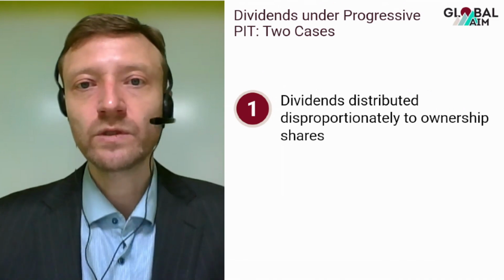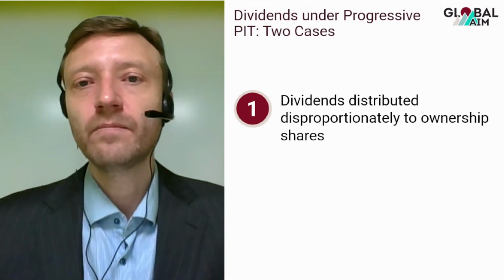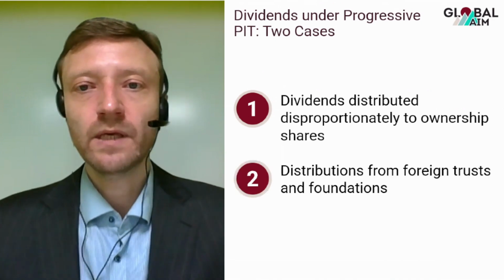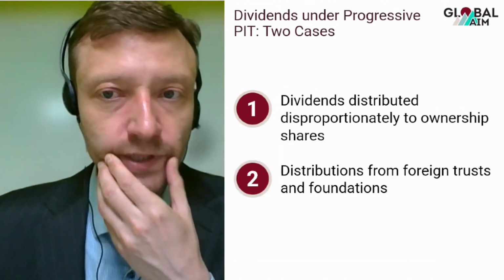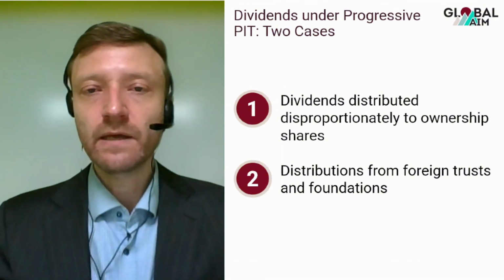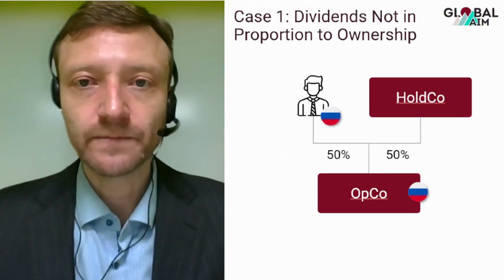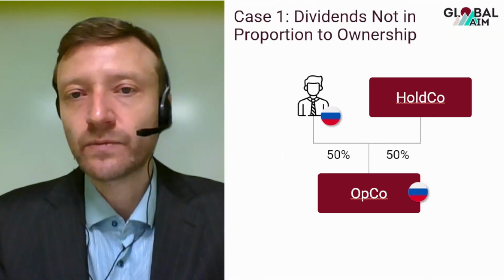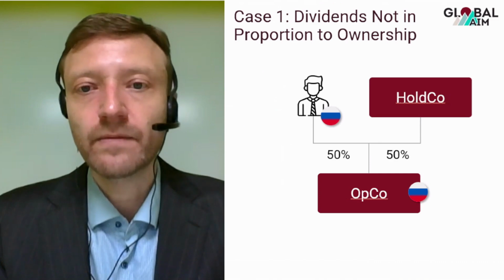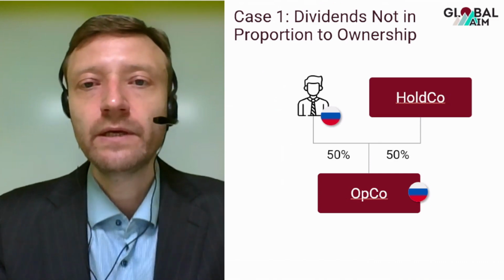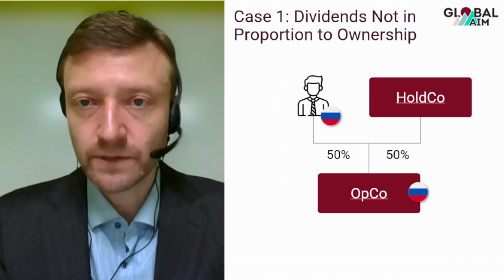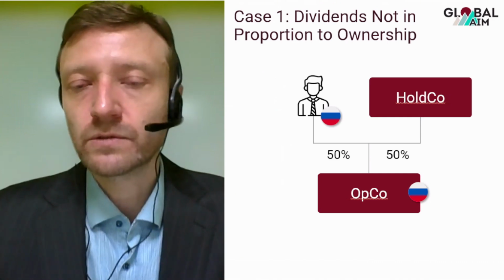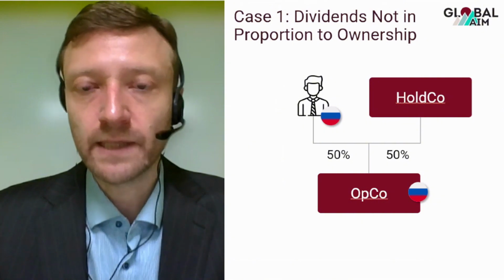One case will be about dividend distribution made disproportionately to ownership shares. And the second case will be about distributions from foreign trusts and foundations to Russian tax resident individuals. Okay, so the first case, let's look at the slide. On the slide, there is a structure where the operating company in Russia is held by a Russian tax resident individual and some other holding company or some other entity, which we are not interested in right now.